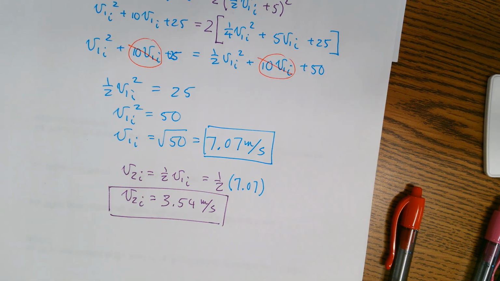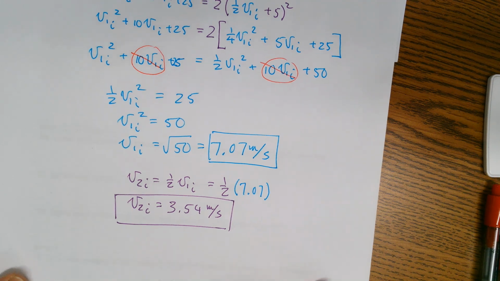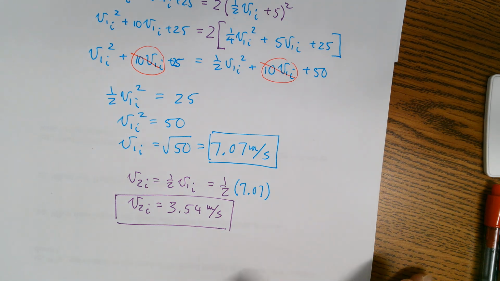Whew. That was a workout and a half. It was a lot of algebraic manipulation, but it was still possible. It was not a trivial problem. It was a pretty challenging problem. So that's how fast they were going initially before they added 5 meters per second to both cars.